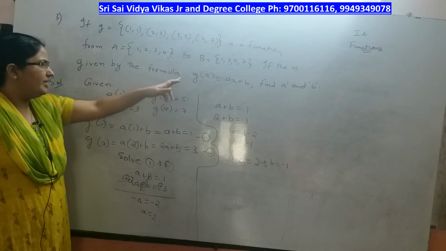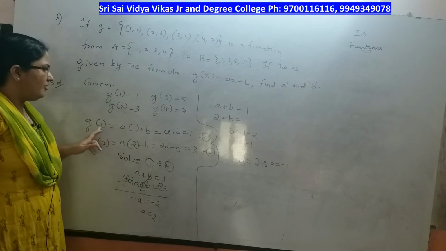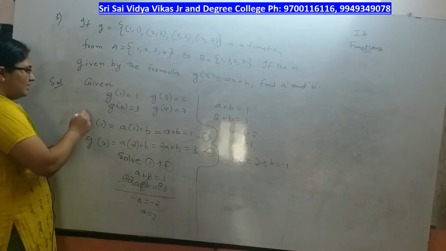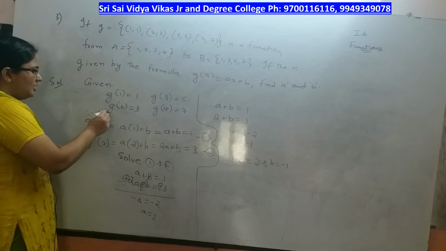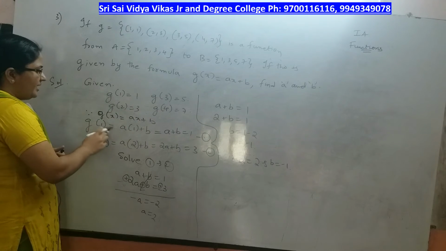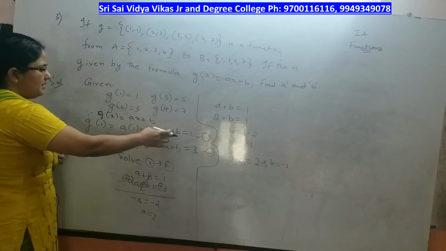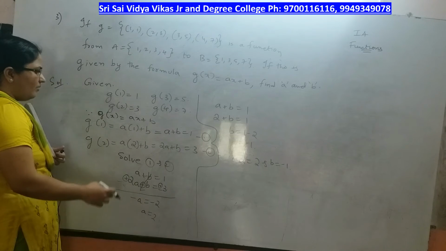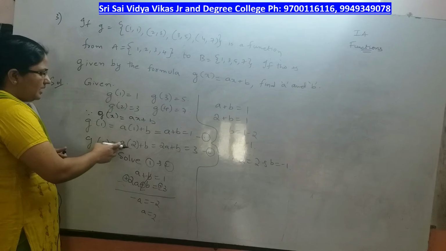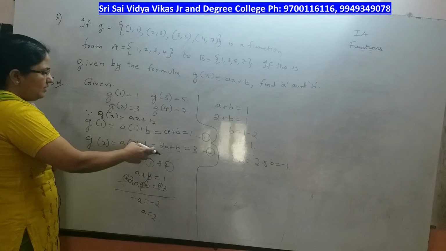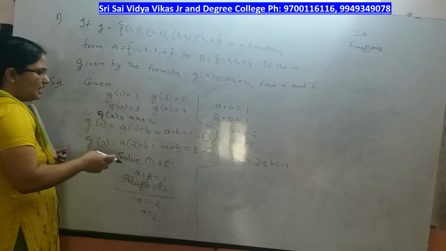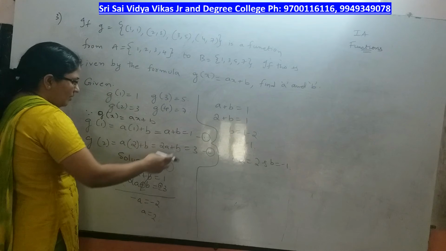But what is g of x? ax plus b. So g of 1, here we can write, since g of x is equal to ax plus b, g of 1 is equal to a into 1 plus b, that is a plus b, which is equal to 1. G of 2 is equal to a into 2 plus b, which is equal to 2a plus b, which is equal to 3. Solve 1 and 2. What do you have?